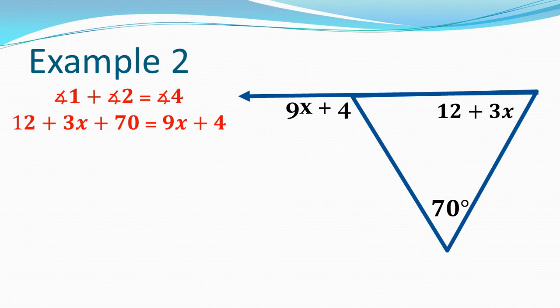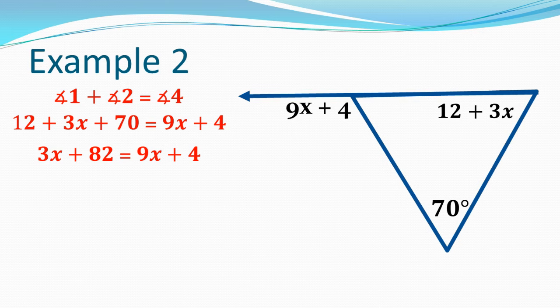We just substitute in. Angle 1 is represented by 12 plus 3x, angle 2 is represented by 70, and angle 4, the exterior angle, is represented by 9x plus 4. So now I just need to treat this as a multi-step equation. I might simplify my algebraic expressions on the left side and right side of my equation. So that's going to give me 3x plus 82 equals 9x plus 4. I can only solve this when all of my variables are on one side. I'm going to move the 3x from one side to the other.